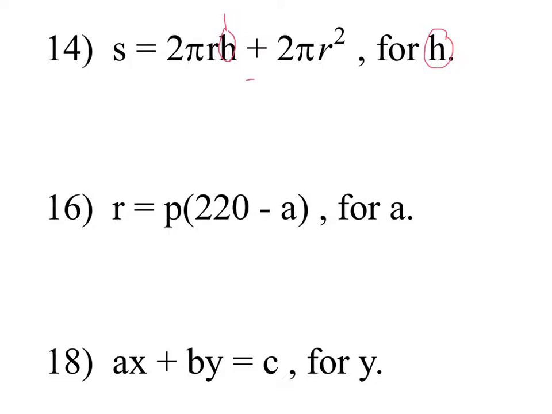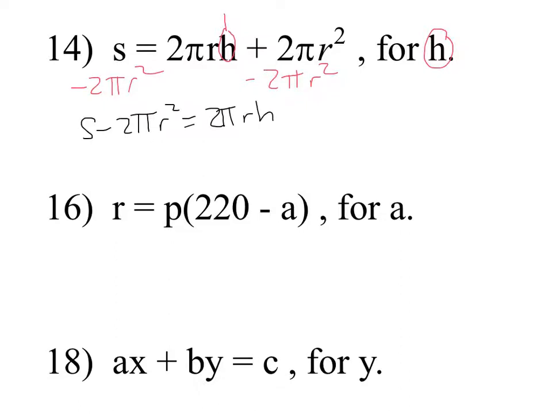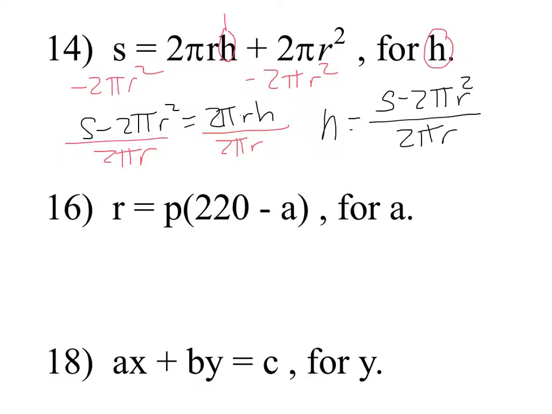So we'll start by moving the 2 pi r squared, which would give us s minus 2 pi r squared equals 2 pi rh. Again, we want to get h by itself. All of these are being multiplied, which means division is an option. And we divide by what we don't want, 2 pi r. So h is equal to s minus 2 pi r squared all over 2 pi r. And we would leave it like that.